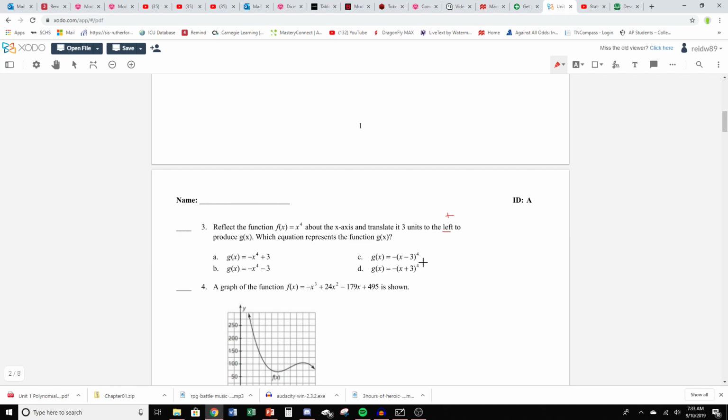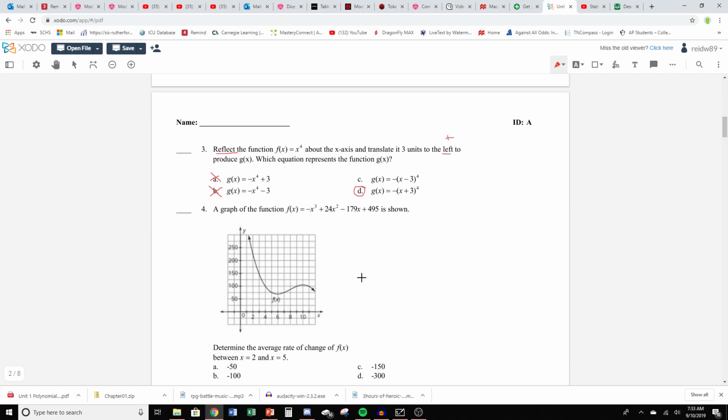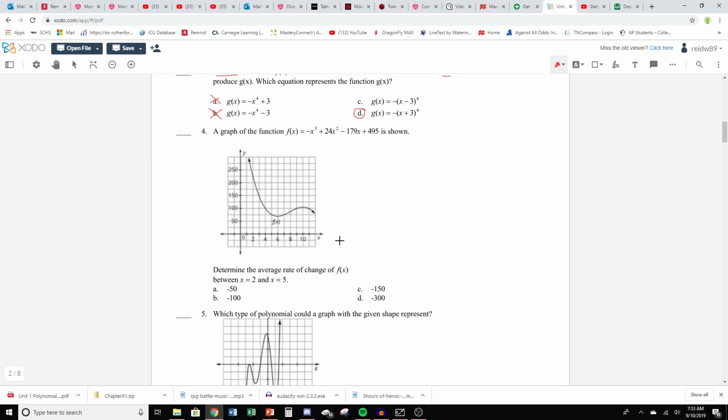Which equation represents that? Well, we know when we're saying to the left, it has to be inside of parentheses, so we have to get rid of these two. This will do a vertical shift. Now, all of these have negatives, so for the reflection part, it's going to be one of these. Now we just also need to decide when it says left. Well, that means you're going to be adding, so D is the best choice for this one.